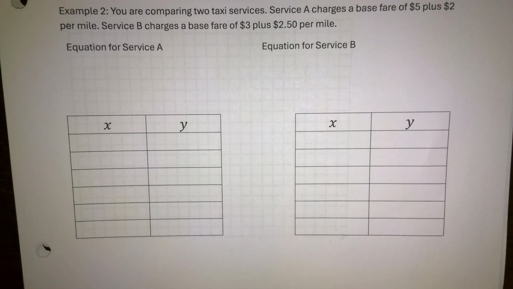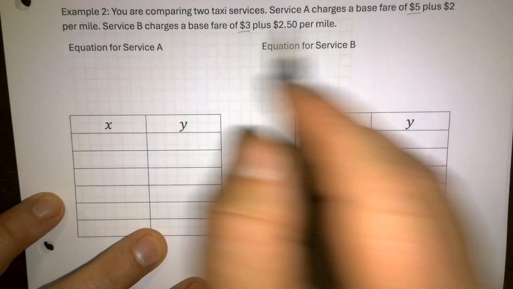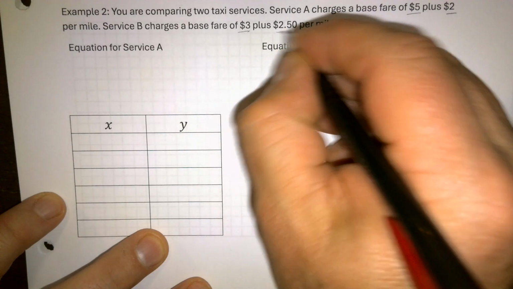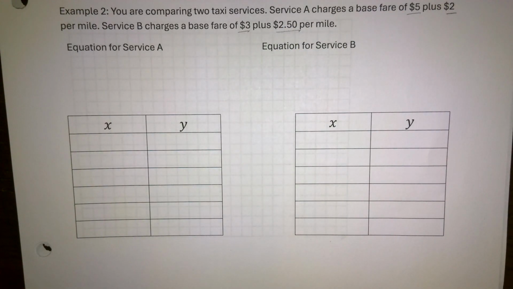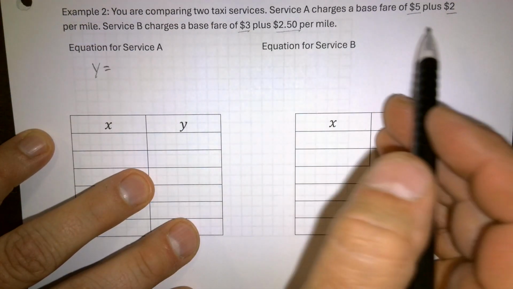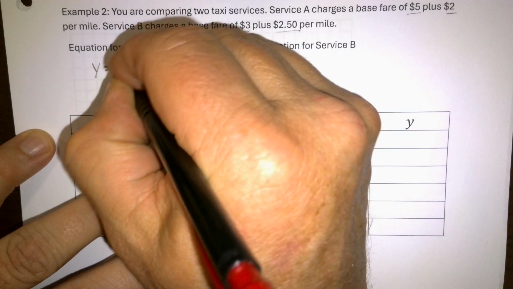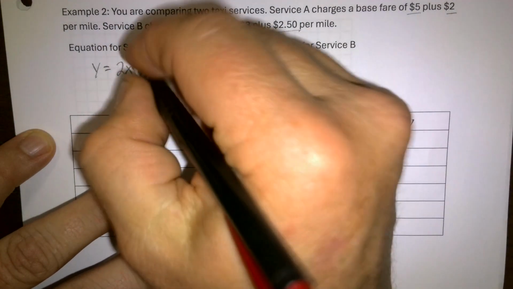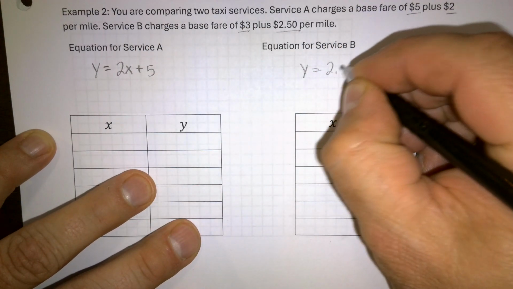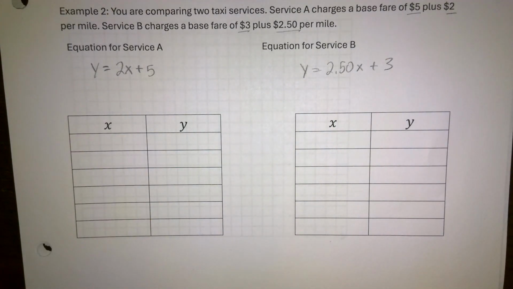So here we have clear start values. $5 and $3 are clear start values, and this $2 per mile and this $2.50 per mile are clearly rates of change. So from that we can write the equations. Y equals, for service A, it is $2 per mile, so that's going to be 2x plus the start value of 5, where this equation is y equals 2.50 times x plus the $3 start value.